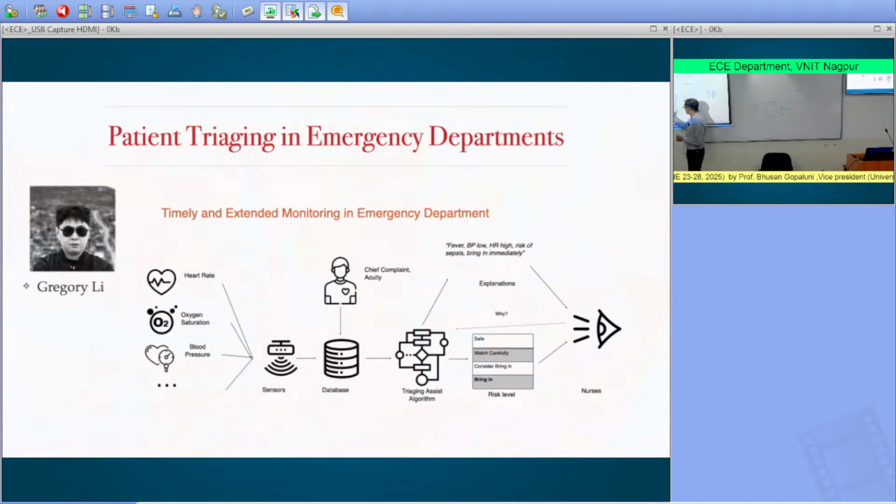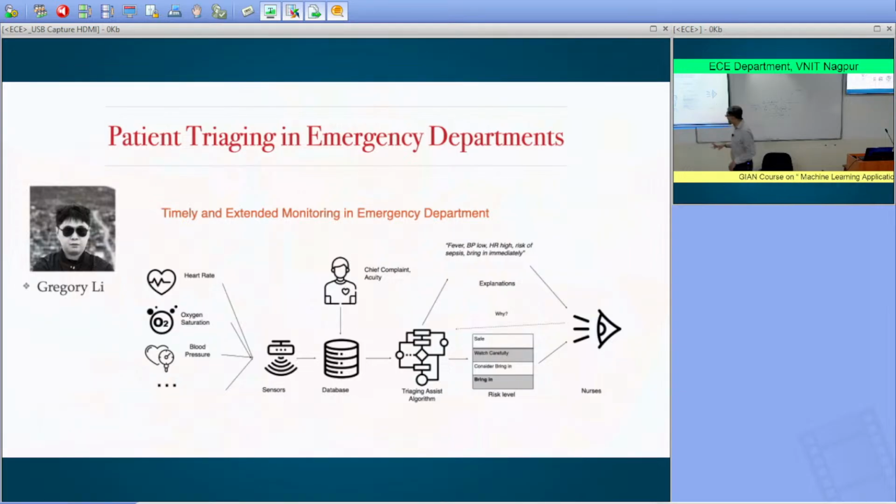And what Gregory did was to build this algorithm, a triaging assistant algorithm, that takes these time series data and generates a text interpretation of the condition of a patient. Right now, these patients, when they come in, they go to the triage nurse. The nurse measures all of these variables. Based on that, he or she would describe the patient's condition. Right? They have high blood pressure or whatever, or low oxygen levels, etc. So they describe it, and then based on that description, they decide how to triage patients.